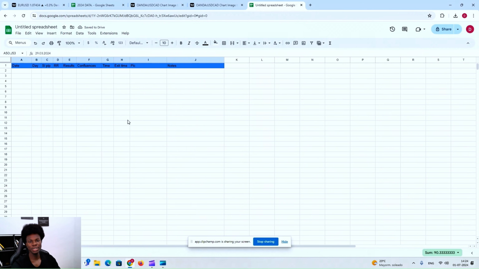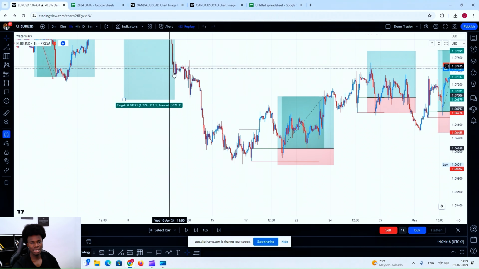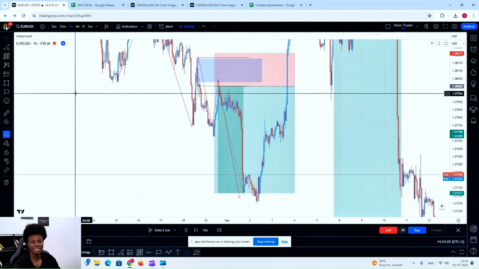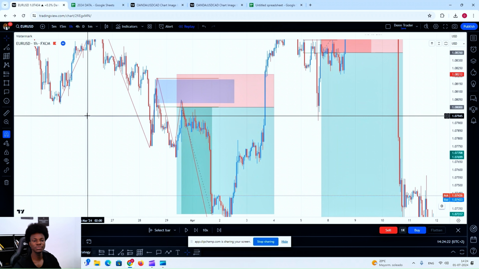Quickly, I'm going to journal a trade for you. This is some random strategy. I don't know, this is a random supply and demand strategy, and we're just going to journal this trade together so you understand what it's like and how you should journal properly.